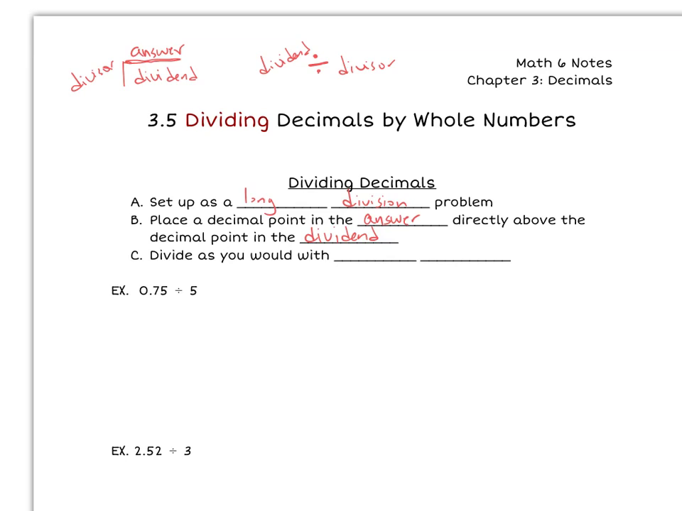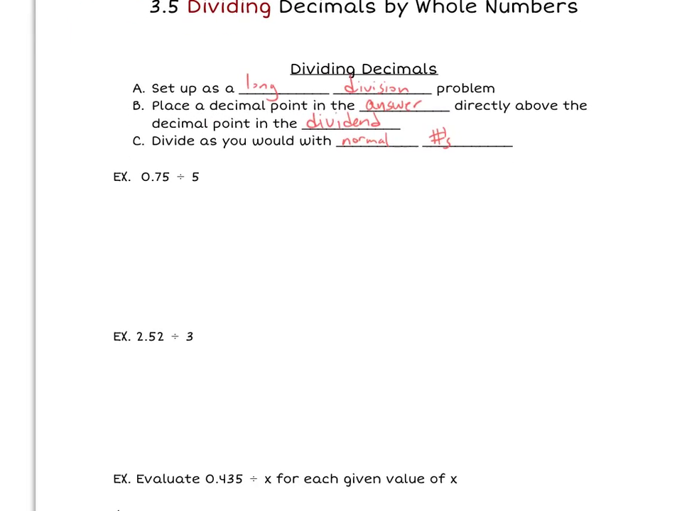Okay. And then divide as you would with normal numbers. And by normal, I mean numbers without decimals. We're just going to use the word normal to make it easy to remember. So let's do the first step here: set up as a long division problem. So I've got my division here: 0.75 divided by 5.